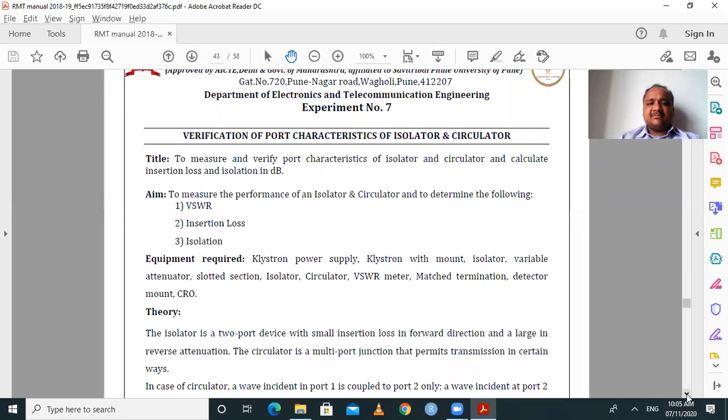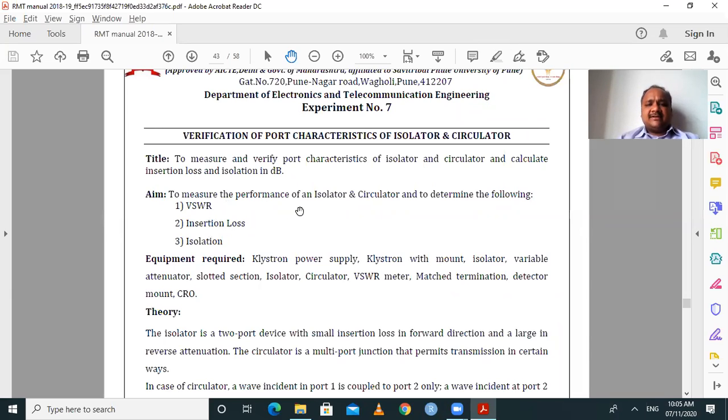Whenever you want to find the characteristics of something, there are certain parameters to be found, and on those parameters you can find the characteristics of the isolator and circulator. For an isolator, you can find out the VSWR, that is voltage standing wave ratio, as well as the insertion loss and the isolation of the isolator. So all these three parameters can be calculated for the isolator.